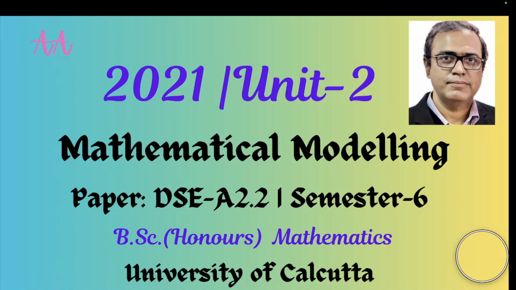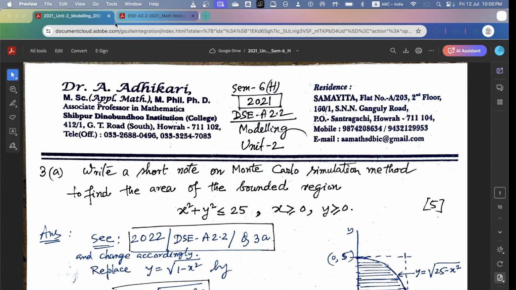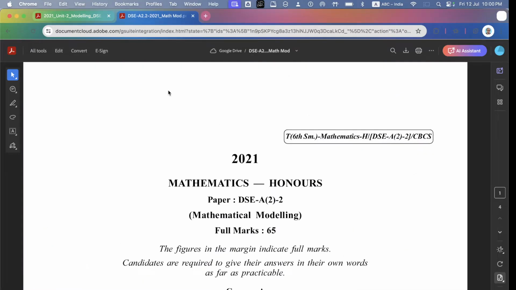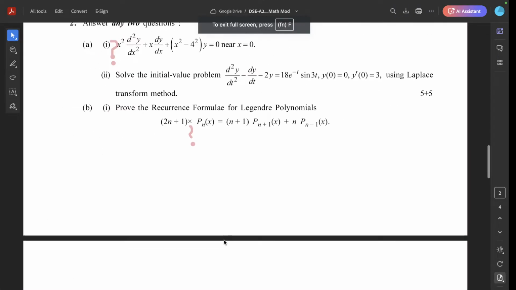Now we discuss Unit 2, 2021, Mathematical Modeling, paper DSE A2.2, semester 6, B.Sc Mathematics Honors, University of Calcutta. Question paper 2021, Unit 2.